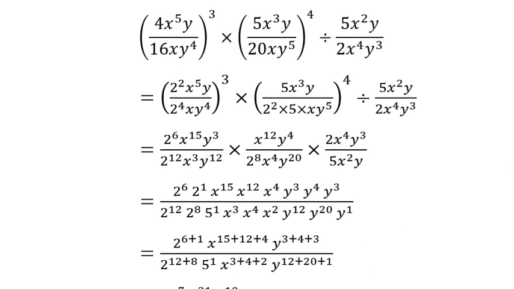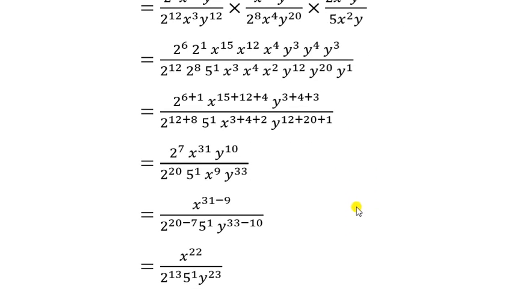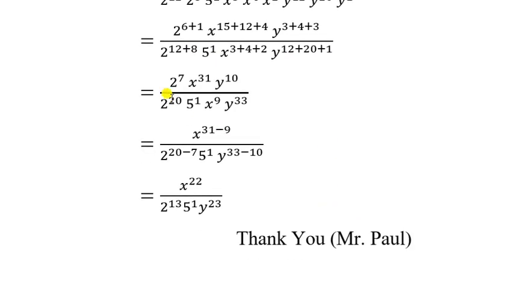Now for same base, what will we do here, 2 to the power 6 plus 1, because base is same, then x to the power 15 plus 12 plus 4, then y to the power 3 plus 4 plus 3. In the same way you will do for denominator also, 2 to the power 12 plus 8, 5 to the power 1, x to the power 3 plus 4 plus 2, y to the power 12 plus 20 plus 1.